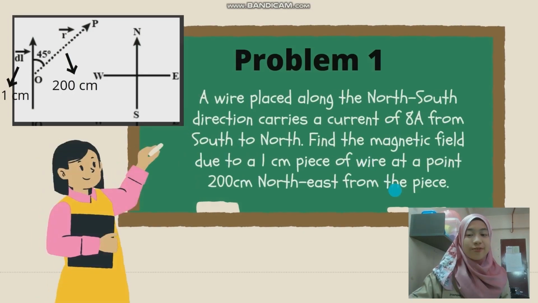So here is the first problem. A wire placed along the north-south direction carries a current of 8 amperes from south to north. Find the magnetic field due to a 1 cm piece of wire at a point 200 cm northeast from the piece. Because the point is located at the northeast from the piece, we can indicate that the angle equals 45 degrees.